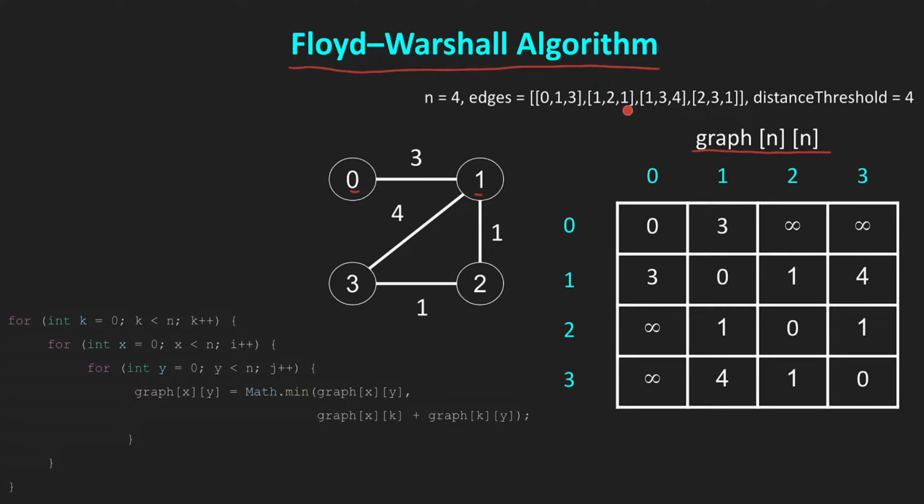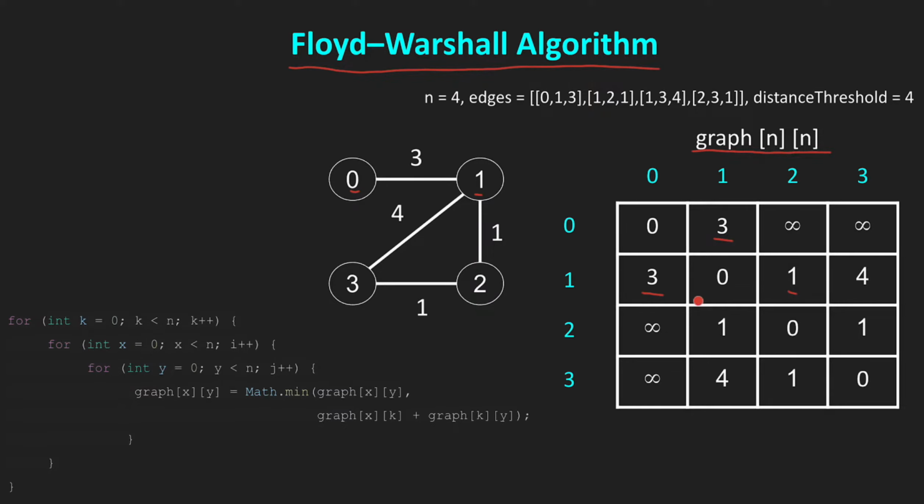First we are updating the edges that we have. For example, going from 0 to 1, the distance is 3. Going from 1 to 0, the distance is also 3. And the same for going from 1 to 2, the distance is 1.